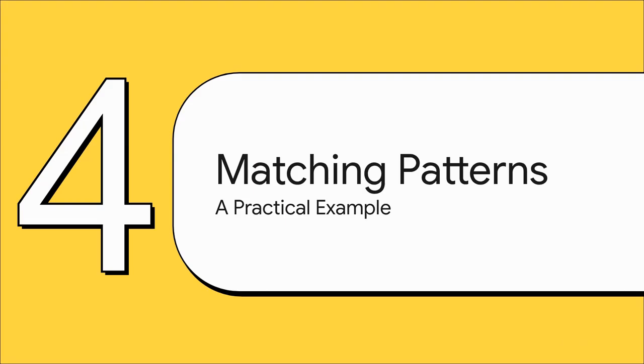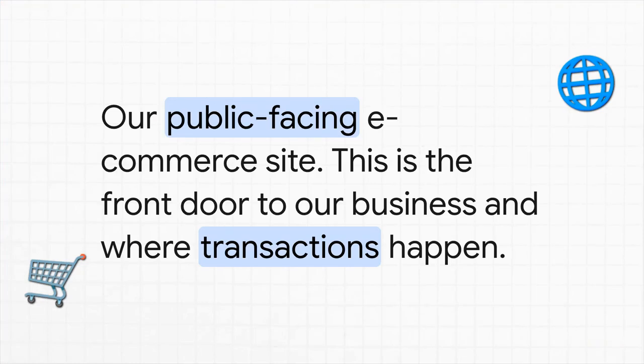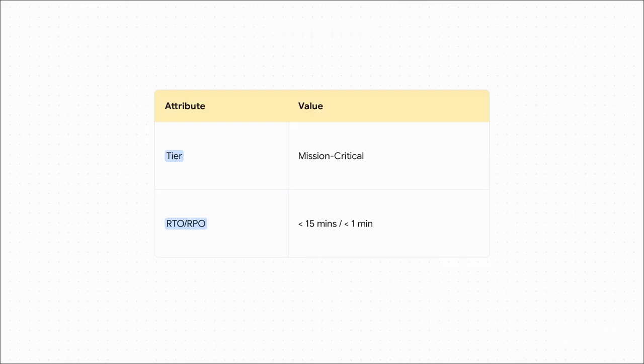Theory is great, but let's see how this stuff actually works in the real world. We're going to take a small, pretty common portfolio of applications and apply this exact framework. So first up is Application A. This is our public e-commerce website, the front door to the entire business. It's where all the money is made. So no surprise here, this is absolutely mission critical. We define the RTO as less than 15 minutes. We have to be back up and running fast.